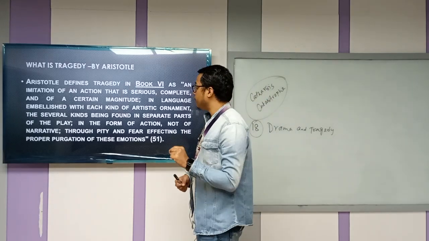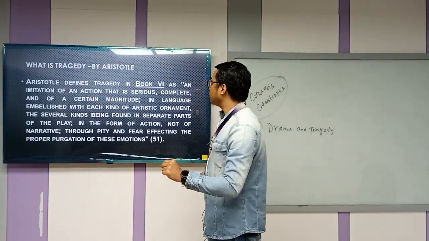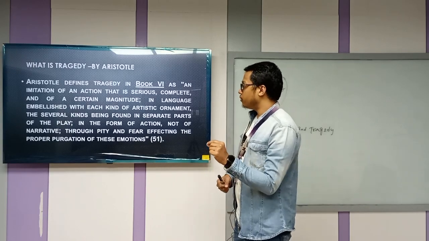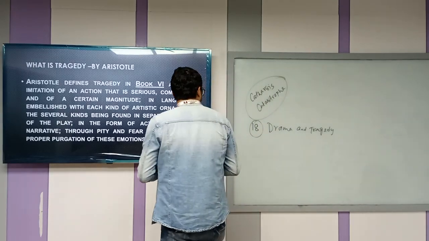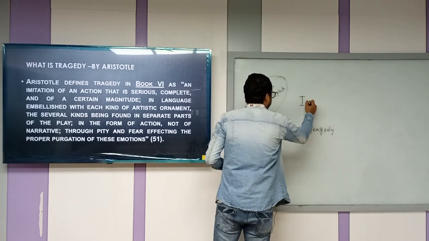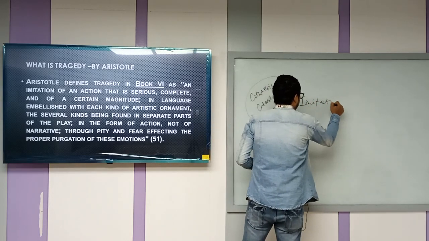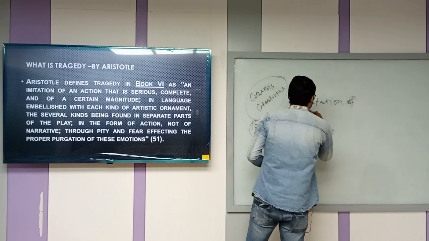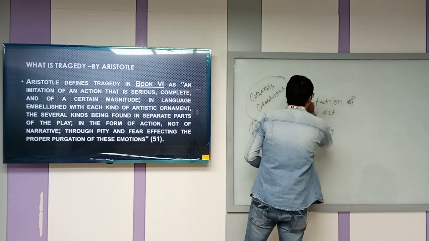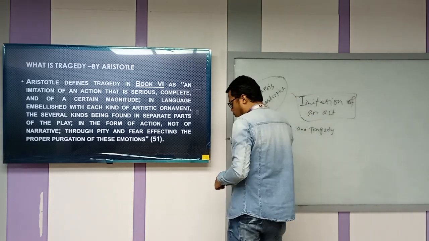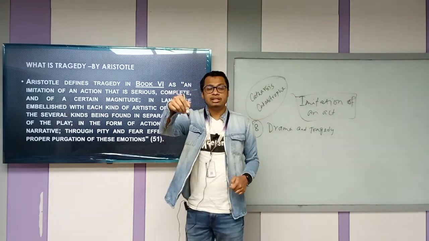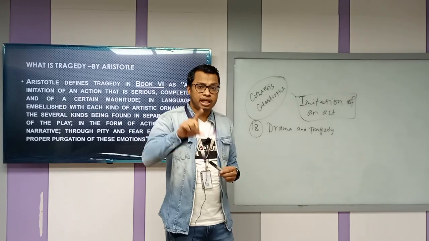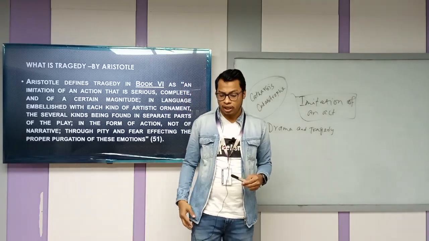What does he say? Aristotle defines tragedy in Book 6 as an imitation of an action. I want you to mark this, and I'm going to write it as well: imitation, because I'm going to explain it more. Imitation of an act. This is a part that I want you to keep in mind. When you're listening to this lecture, please write it down. Just take a note: imitation of an act. So this is what we call tragedy.